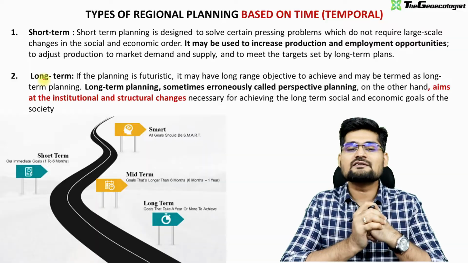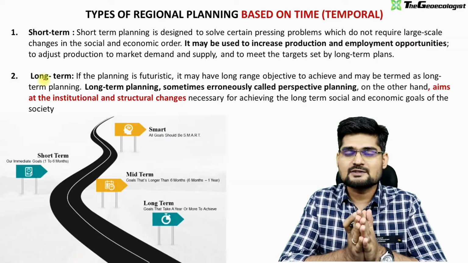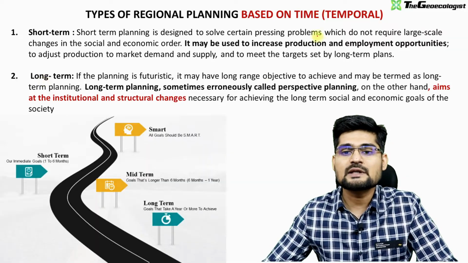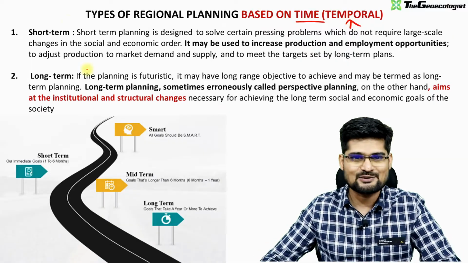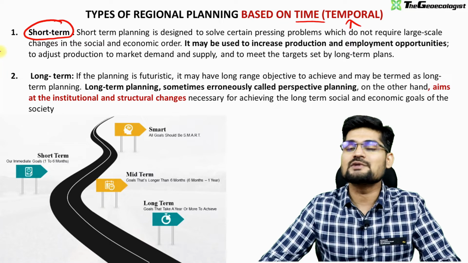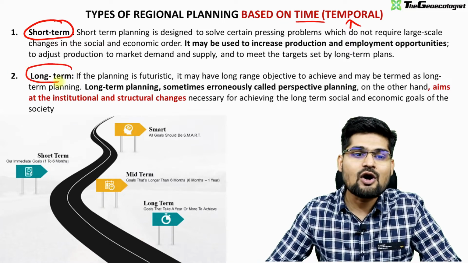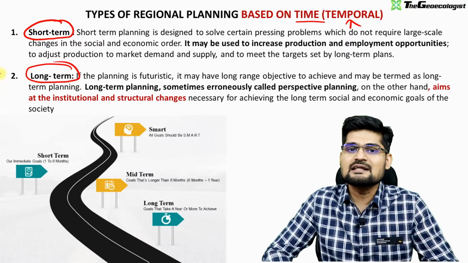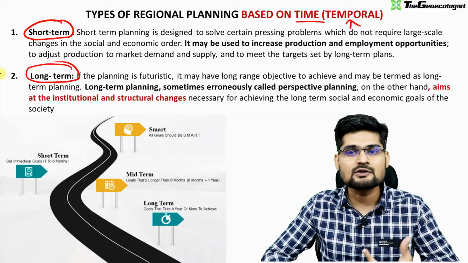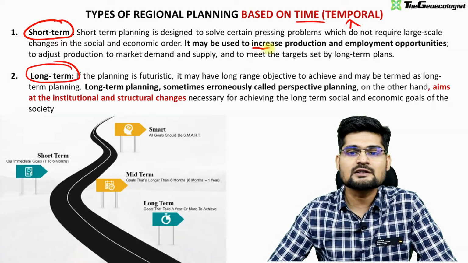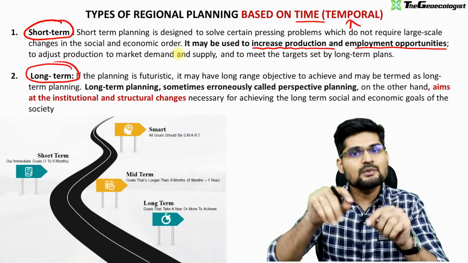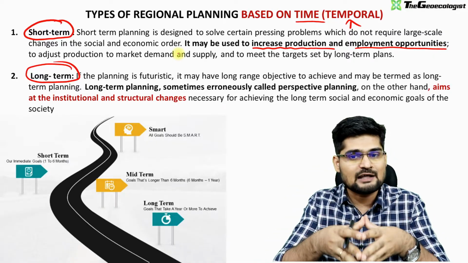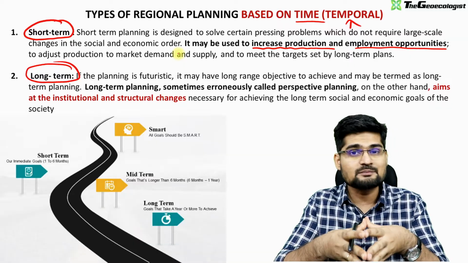Now what we observe is other types of regional planning. So what are these other types? Some of them are based on time. So it's temporal regional planning. And there are two types, as you know. One is short-term regional planning and one is long-term regional planning. The word itself tells us that in short term we have shorter goals to attain. So it may be used in terms of increasing production, employment opportunities, in a particular given time frame. But what about long-term planning?